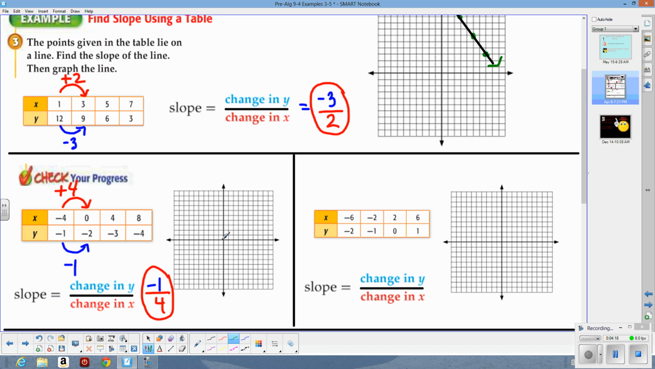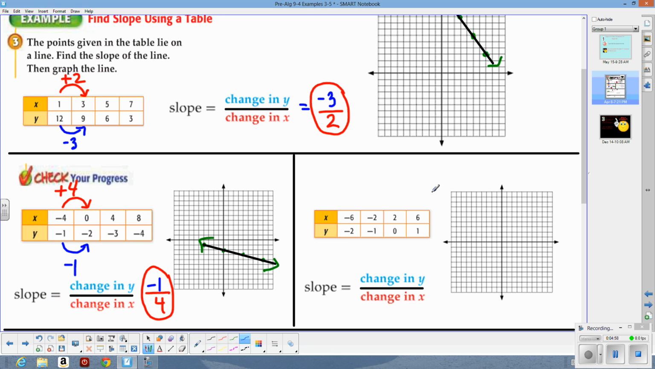Negative 4, negative 1 is to the left 4 and down 1. 0, negative 2, you're going to stay there and go down 2. And then 4, negative 3 means I'm going to go to the right 4 and down 3. And then 8, negative 4 means I'm going to go 8 to the right and down 4. Again, they should be in a straight line and they should be going downward since it's a negative slope. And you'll want to put arrows on the ends of the line to show that it keeps going in both directions.